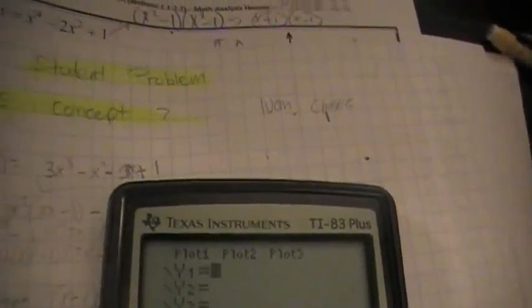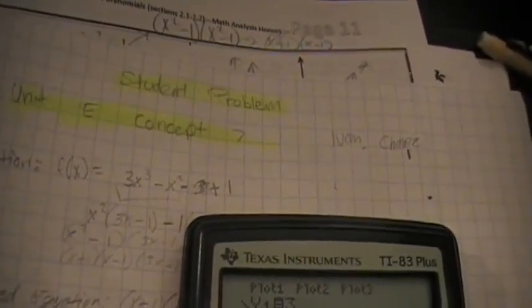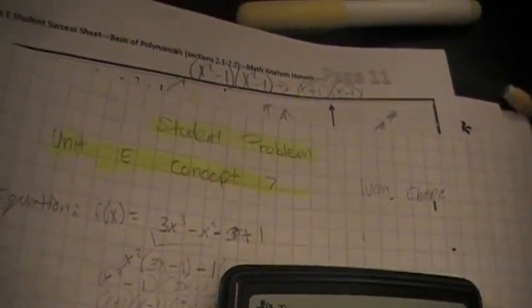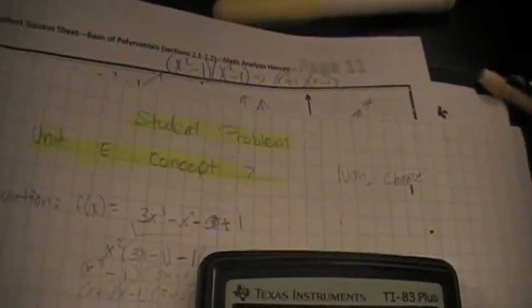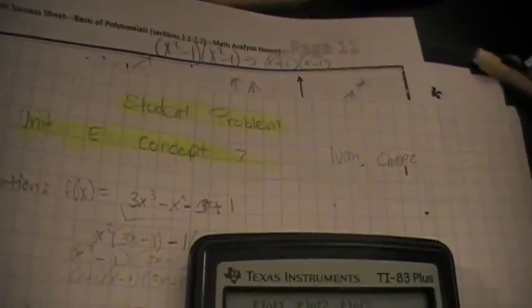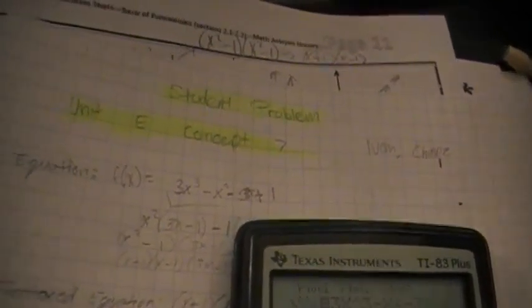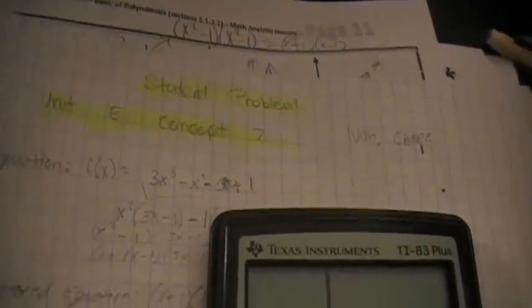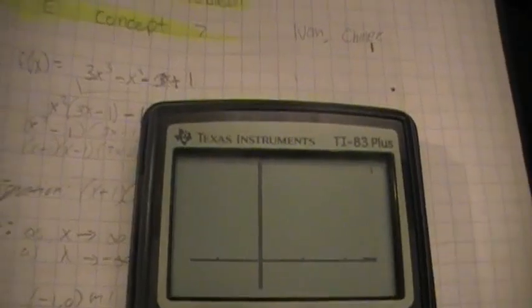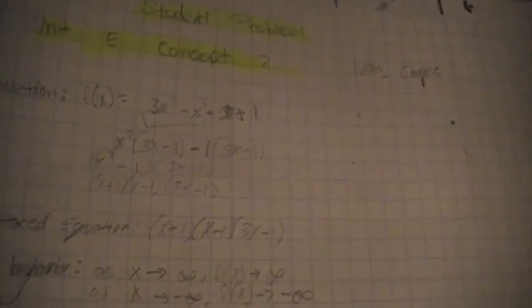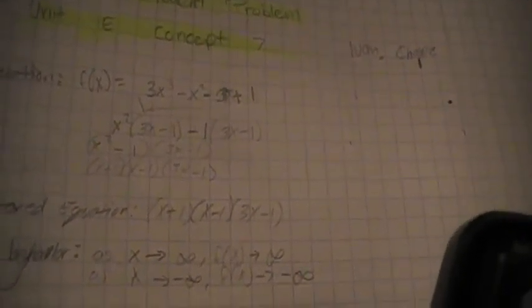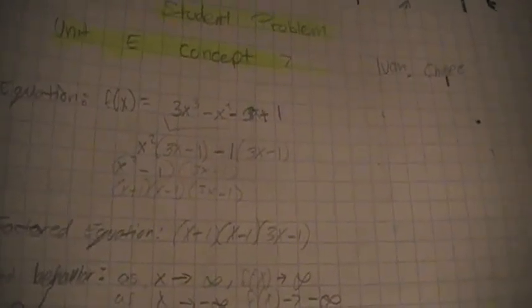Clear, go to table, clear that out. 3x to the third minus x squared minus 3x plus 1. Oops, it doesn't show. Look at that. Whoa. My graph is acting up. Anyway, my graph is being weird right now.